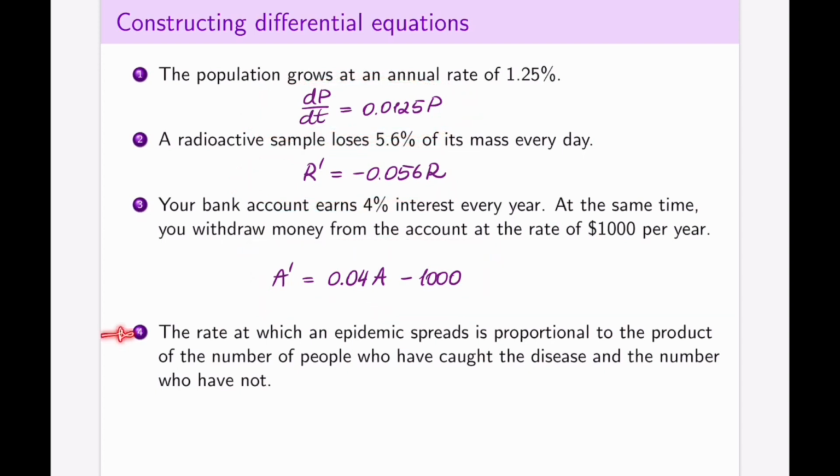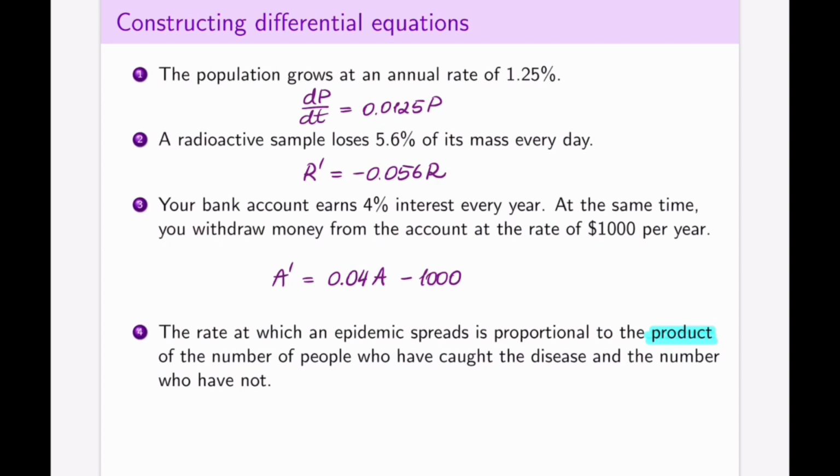Let's take a little last example here, which is particularly relevant to our pandemic situation we're all in right now. This is a well-known principle of how epidemics actually spread. The rate at which an epidemic spreads is proportional to the product of the number of people who have caught the disease and the number of people who have not. So this is a key word here. It's proportional to the product.